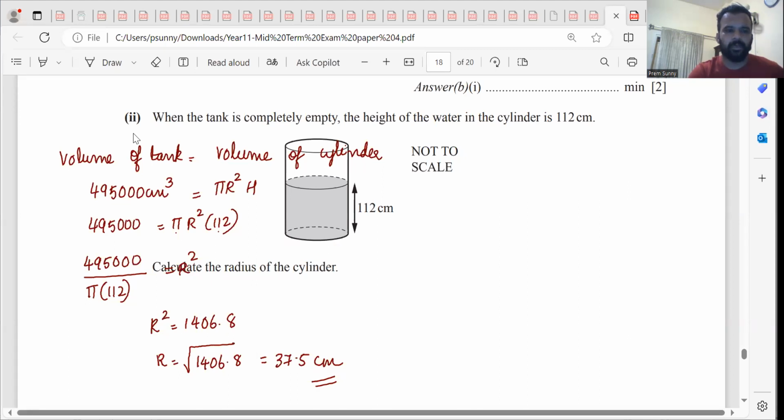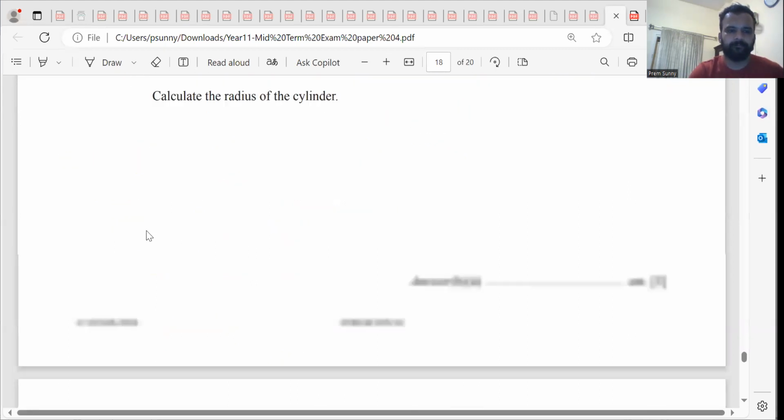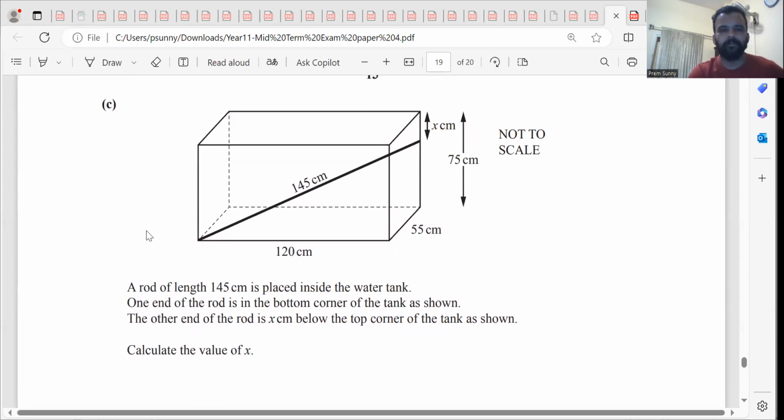So here in this we need to find out the value of x. You can see this is the x value here. A rod of length 145 centimeters is placed inside the water tank. One end of the rod is in the bottom corner of the tank, you can see here. The other end of the rod is x centimeter below the top corner of the tank as shown. Calculate the value of x.